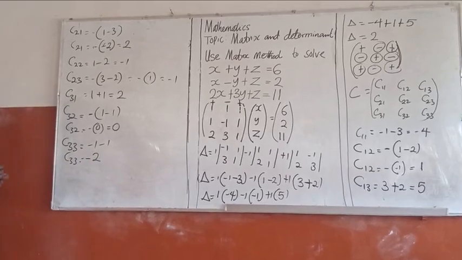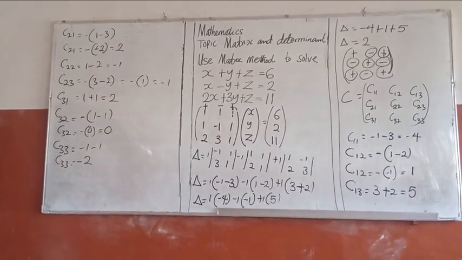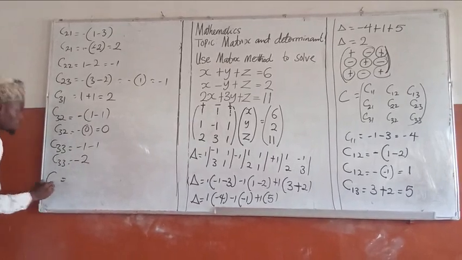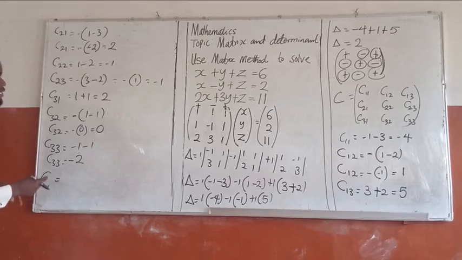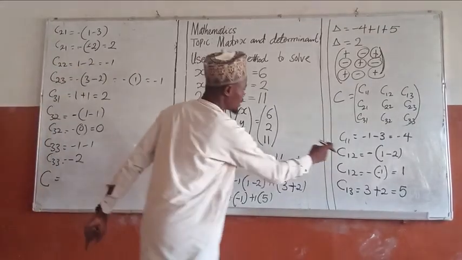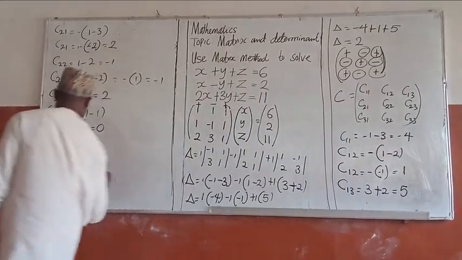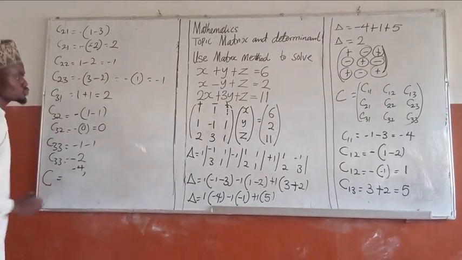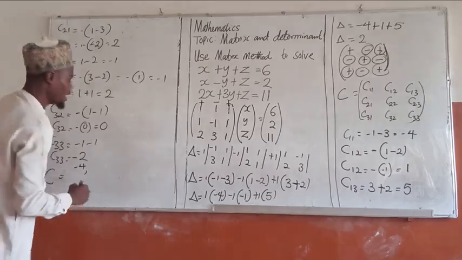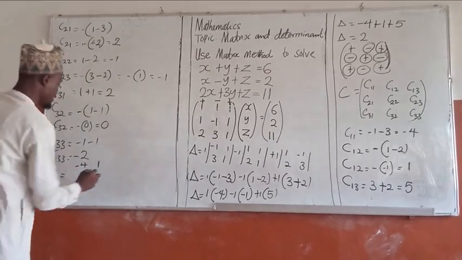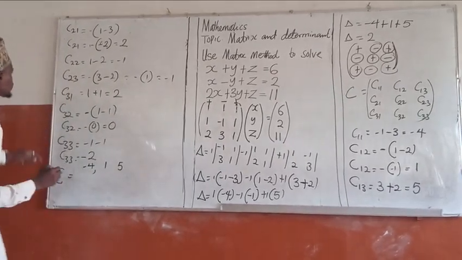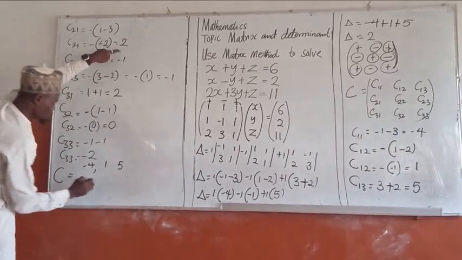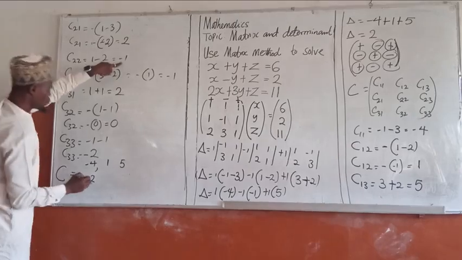So from here, we can find our cofactor matrix. Our cofactor is now what? C11 is what? C11 is minus 4. C12 is 1. C13 is 5. C21 is 2. C22 is minus 1.